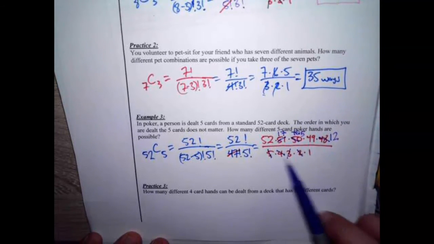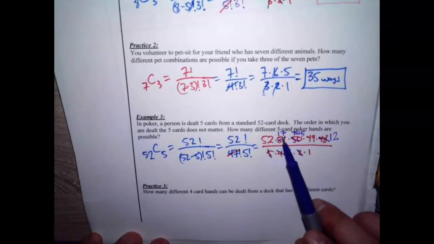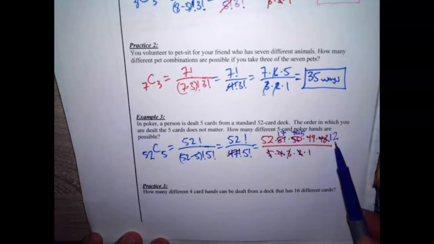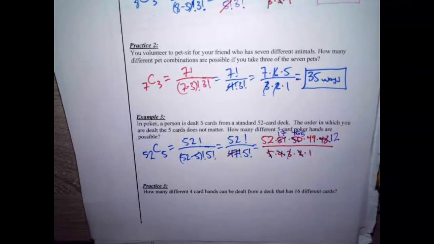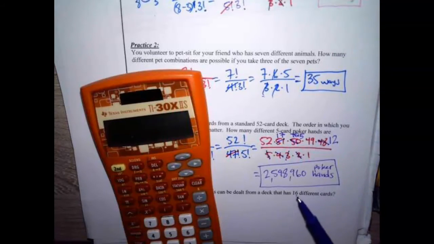So now I've canceled everything here. Now I can just multiply 52 times 17 times 5 times 49 times 12, and that'll give me the total number of combinations here. So making this calculation, you can see there's nearly 2.6 million different poker hands possible.